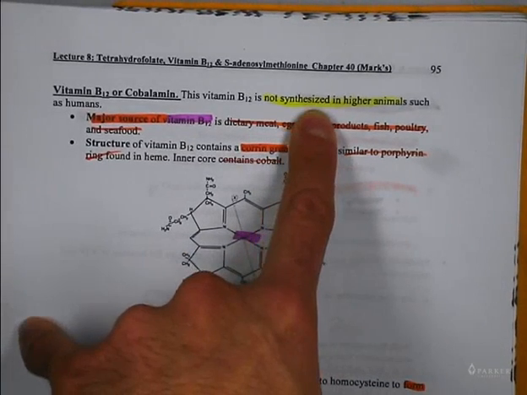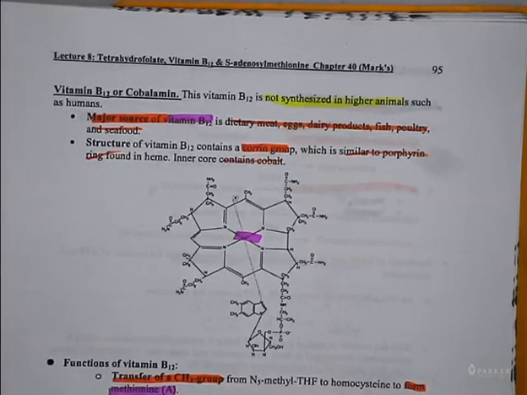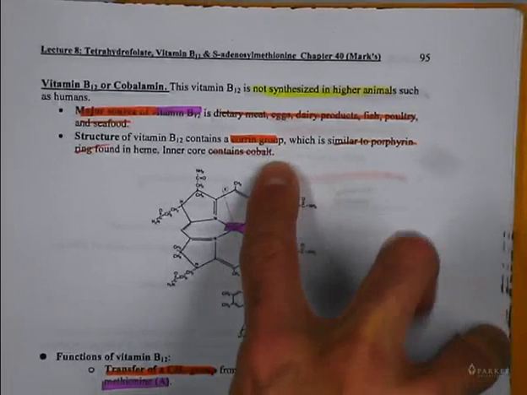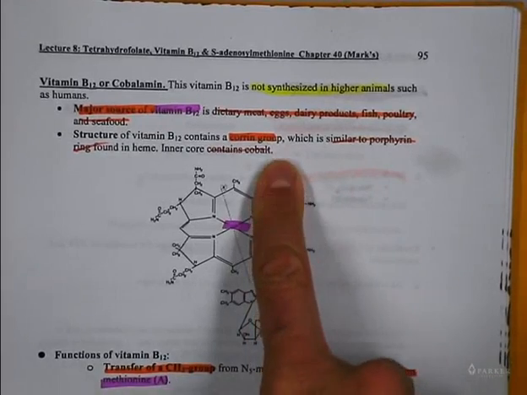It's not synthesized in higher animals such as humans, just in lower animals. So how do higher animals such as humans get it? By eating lower animals, right? So we get it from other organisms that make B12, but it's an animal product only. It's not synthesized in plants. That's a big point for nutrition and for any patients you may encounter.